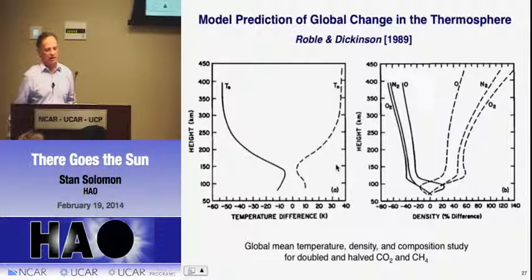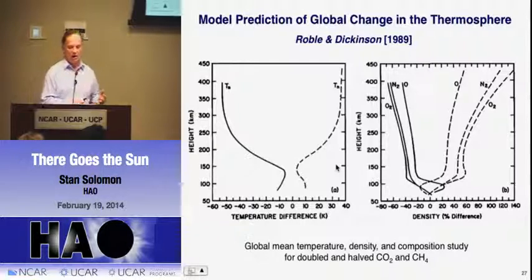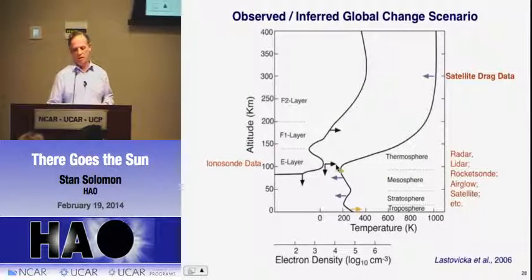This was predicted by Ray Roble and Bob Dickinson in 1989. It's a very famous plot, which is why I show it from the original paper. Just look at the solid curve. This is a doubled CO2 case. You double the CO2, you get on the order of 50-degree decrease in upper thermospheric temperatures. And we are on a path to doubling CO2, although we're not there yet. Cooler temperatures means lower densities. So the densities are dropping, and that exacerbates the whole space junk problem.